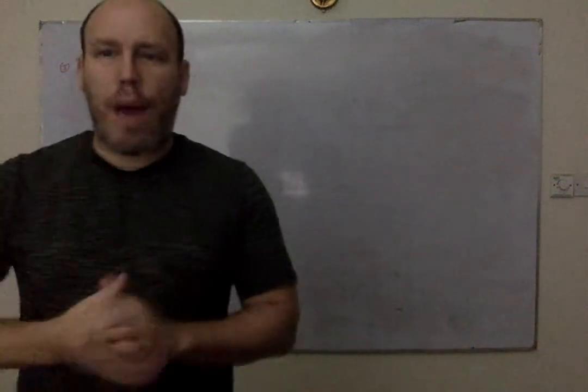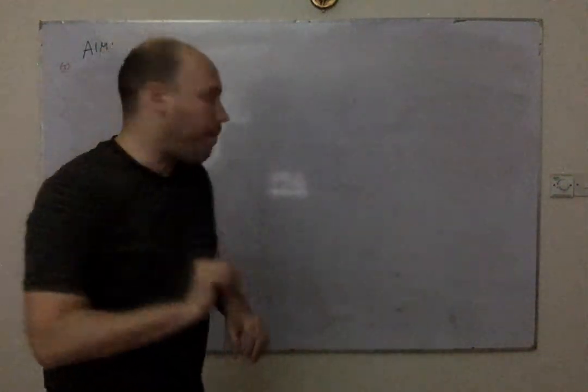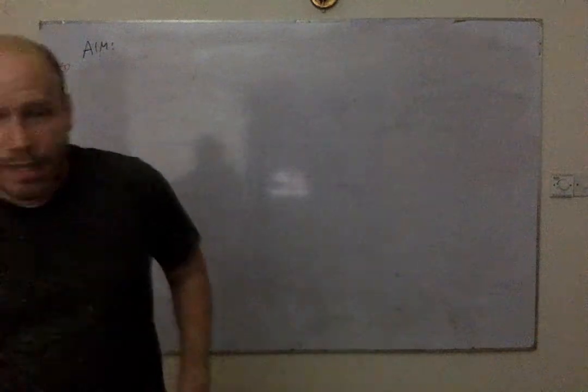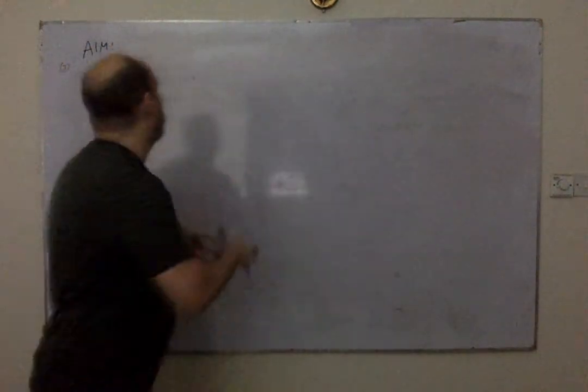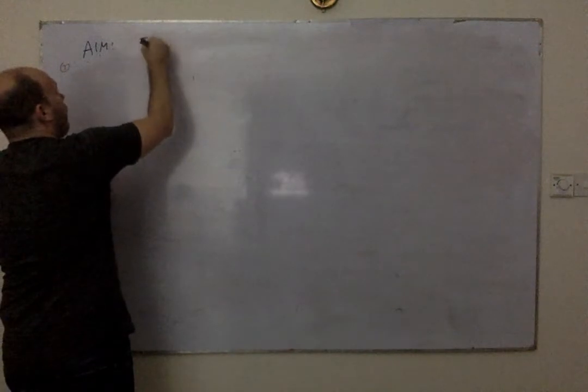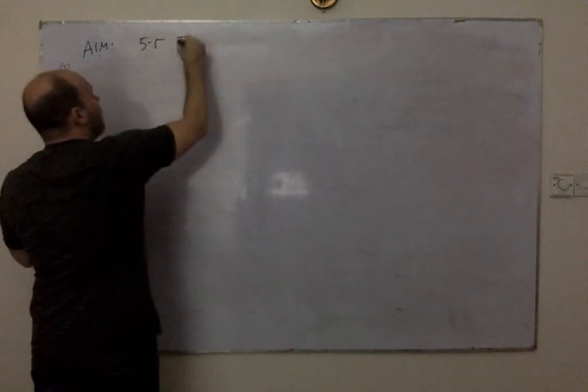Okay, let's finish chapter 5. Two topics. The first thing is indirect proofs. So this is 5.5, and this is indirect proof.